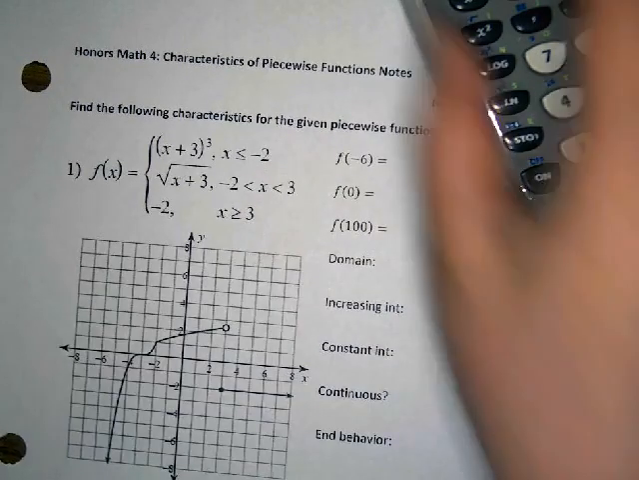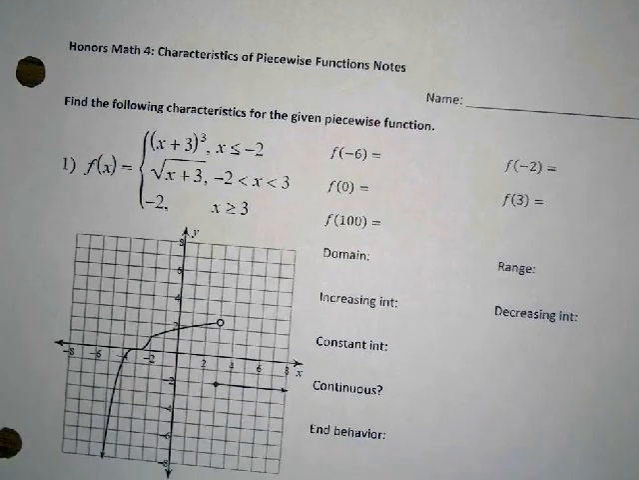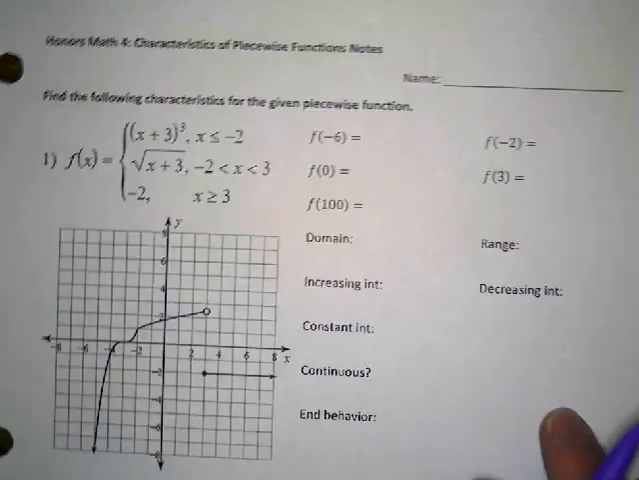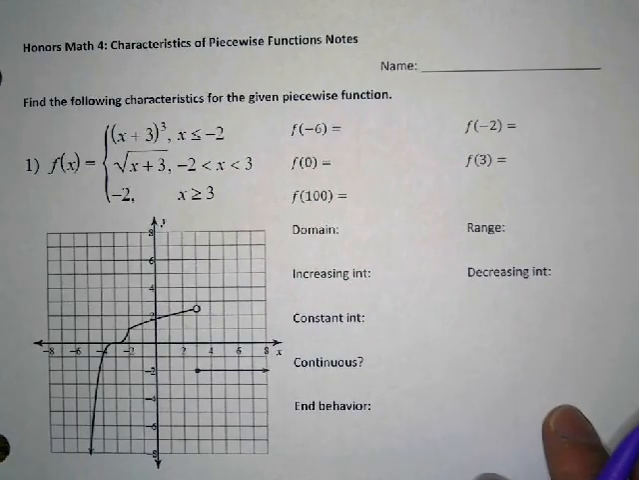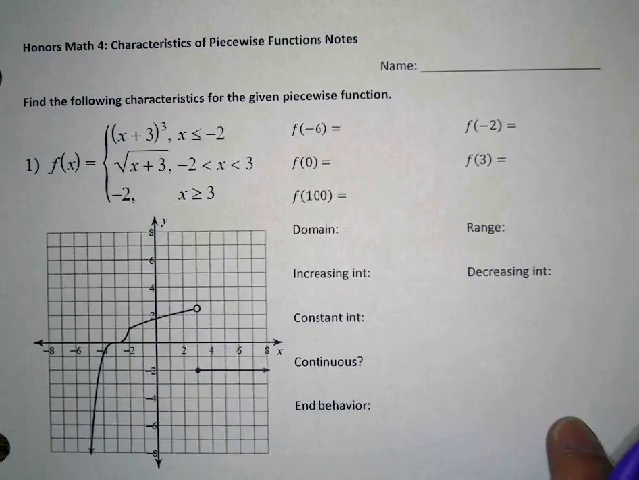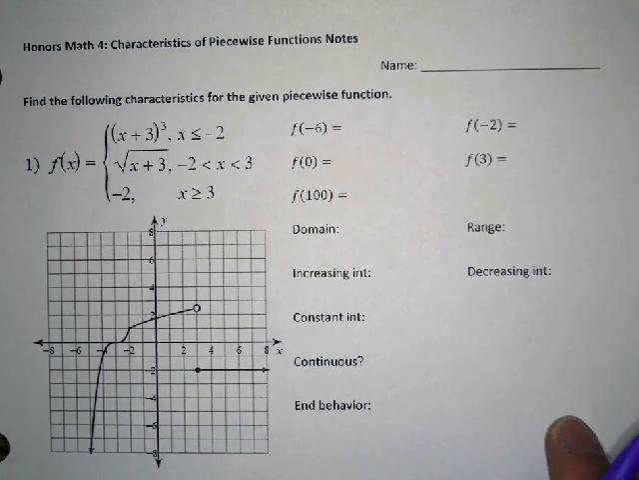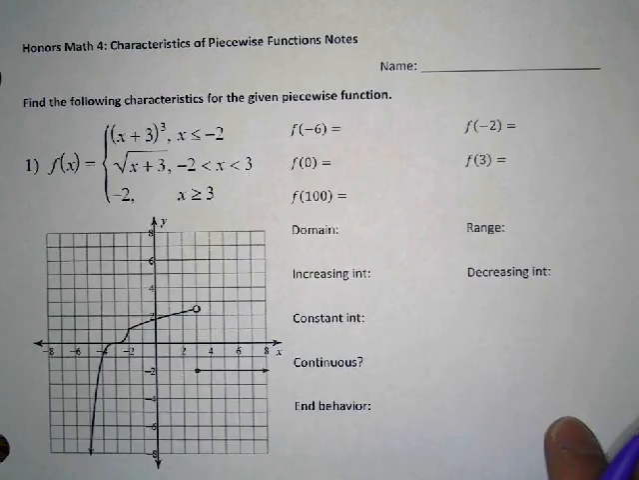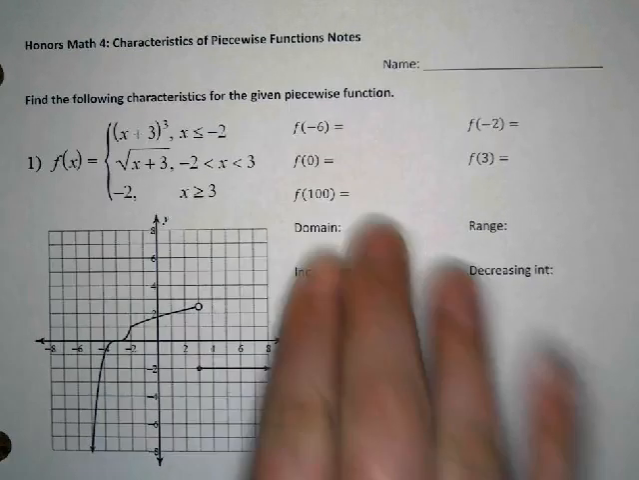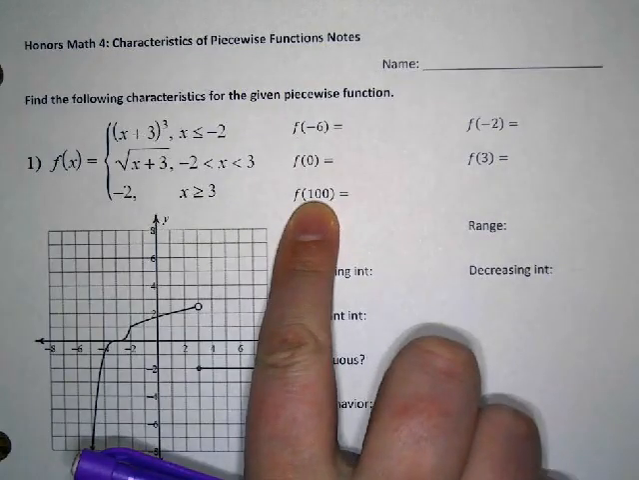So today and probably tomorrow we'll be doing characteristics of piecewise functions. This was another thing you were supposed to do in Math 3, and I'm assuming you did not. I put the copies over there. I'm assuming we did not, but maybe we at least plugged numbers into piecewise functions. Did we do that in Math 3?